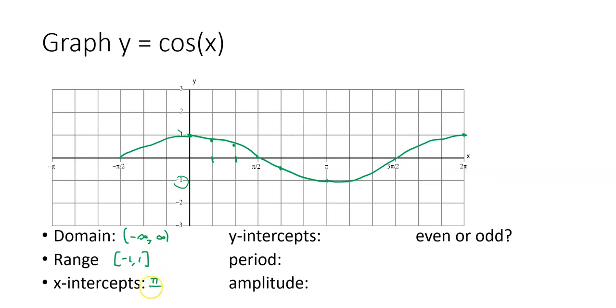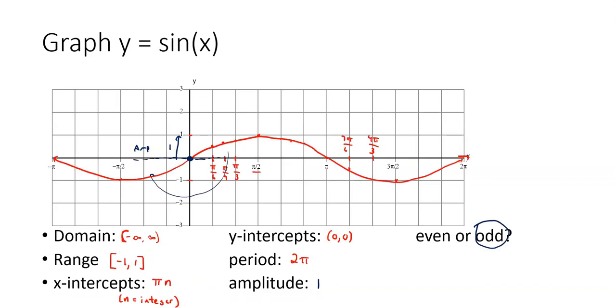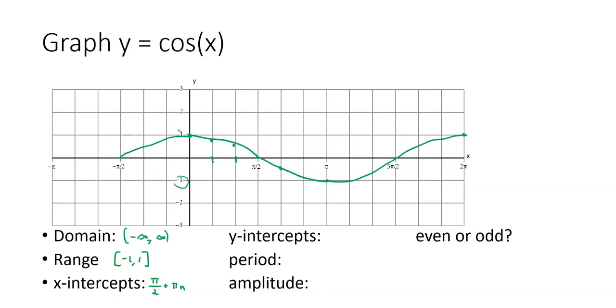So how do I write that? Pi over 2 plus pi n. So it's still going to cross the axis every pi. Remember, sine did that, right? At 0 pi and 1 pi and 2 pi and 3 pi. Well, same thing here, except this will be pi over 2, 3 pi over 2, 5 pi over 2, and so forth. What's the y-intercept?